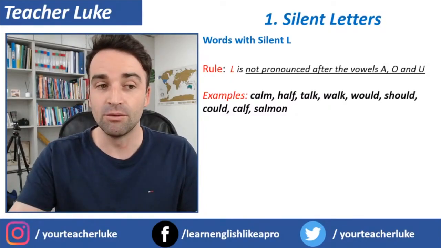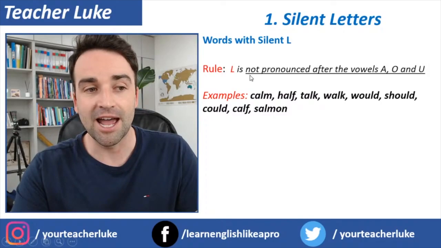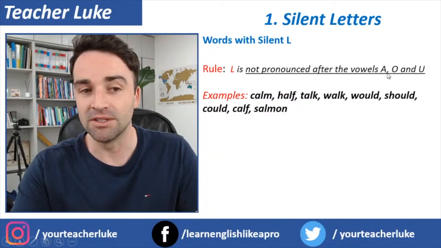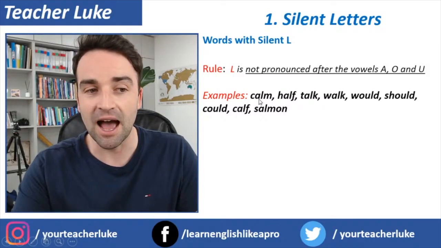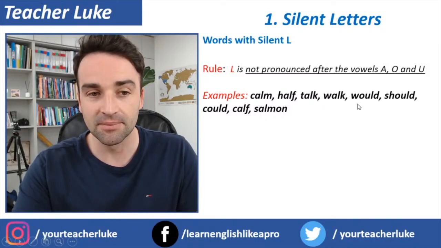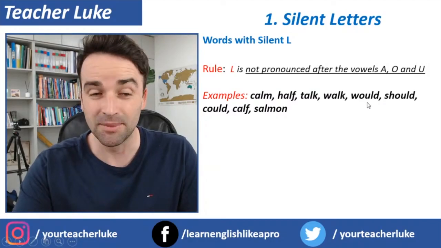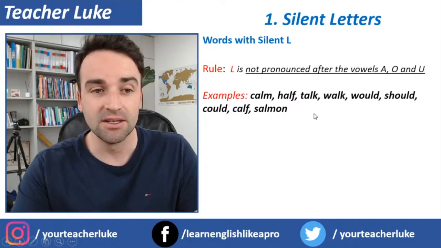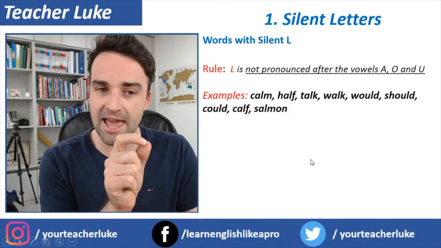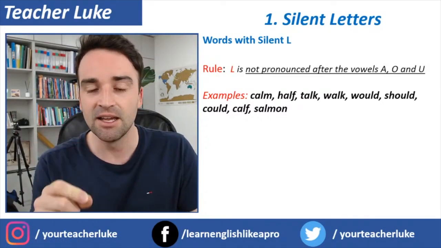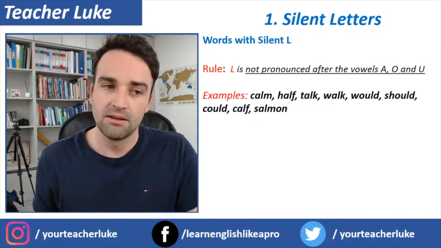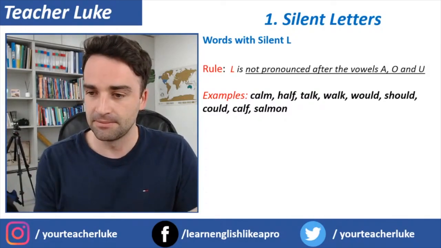But remember, the rule is that L is not pronounced after the vowels A, O, or U. So calm, the vowel is A. Half, A. Would, the vowel is O, but the last letter is U. So when the vowel A, O, or U comes first and the next letter is an L, usually the L is not pronounced.